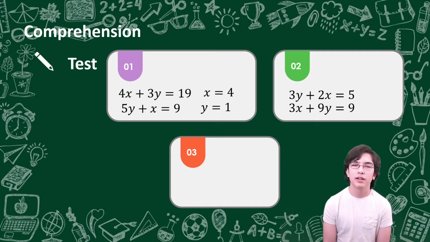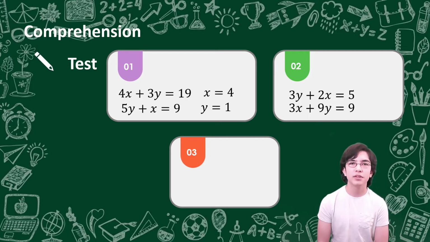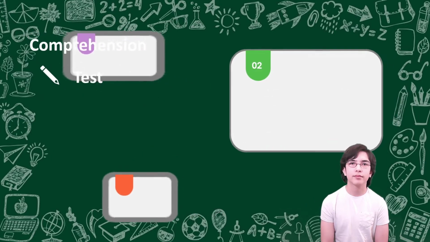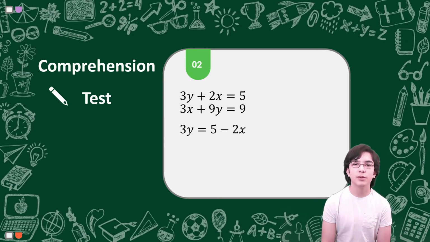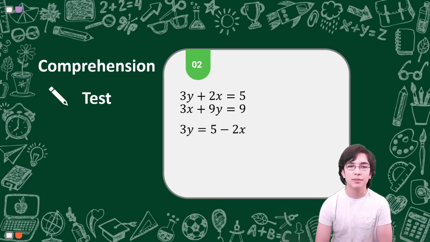Question 2 solves the simultaneous equations 3y plus 2x equals 5, and 3x plus 9y equals 9. So first, we'll use substitution. 3y equals 5 minus 2x, because 9y can be divided by 3y, so that's the best one. That's the best thing to substitute, because 3y can be multiplied by 3 to get 9y.